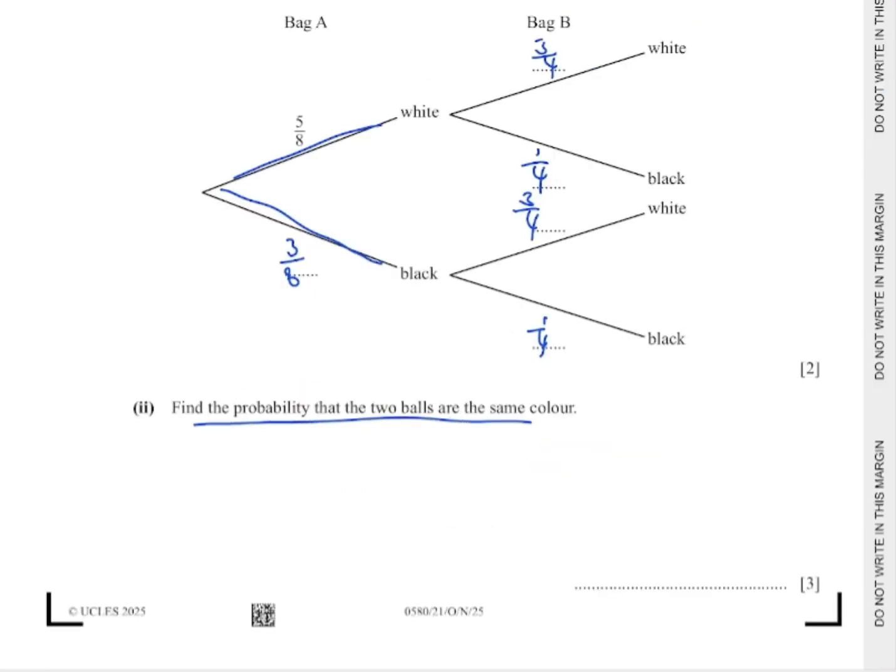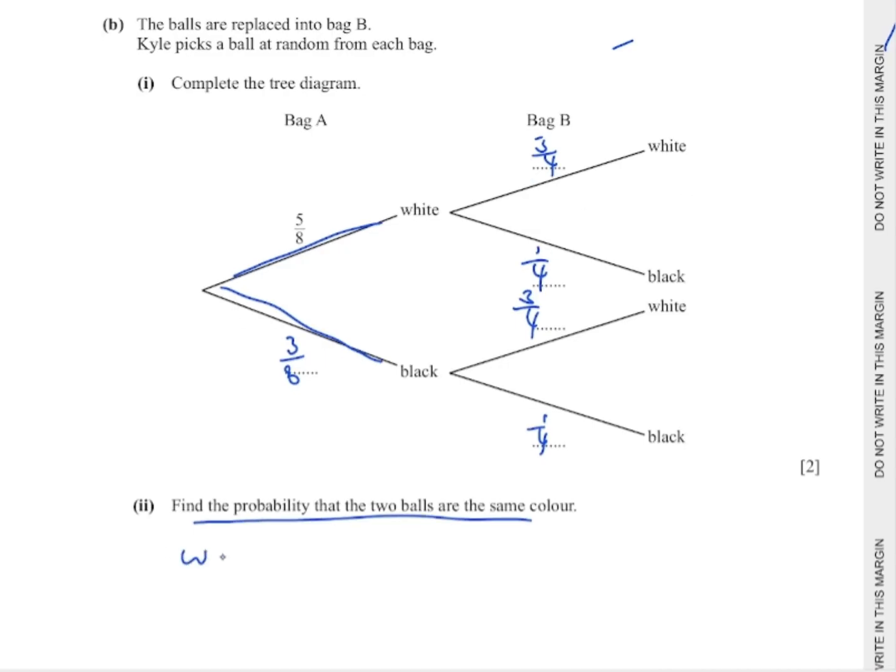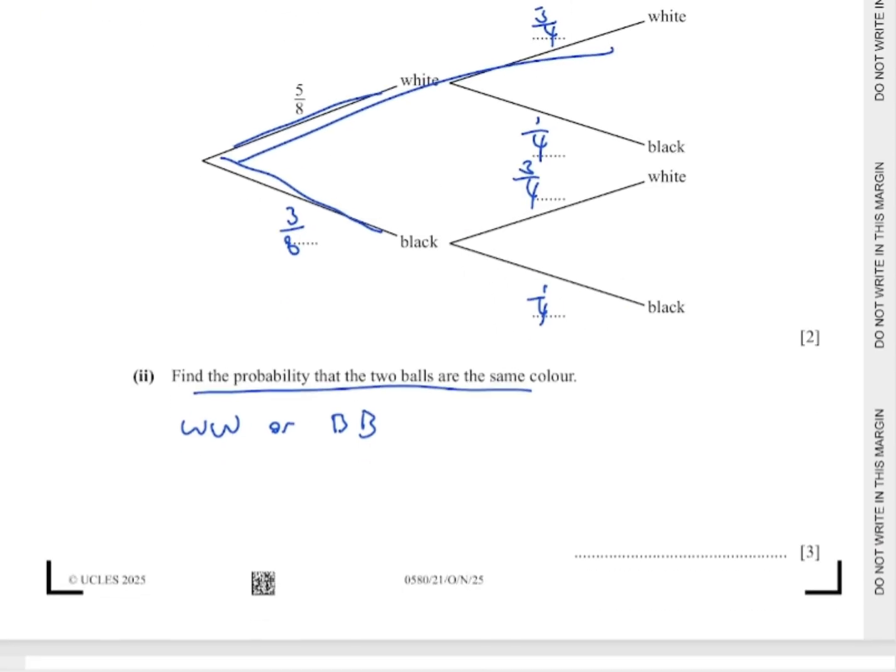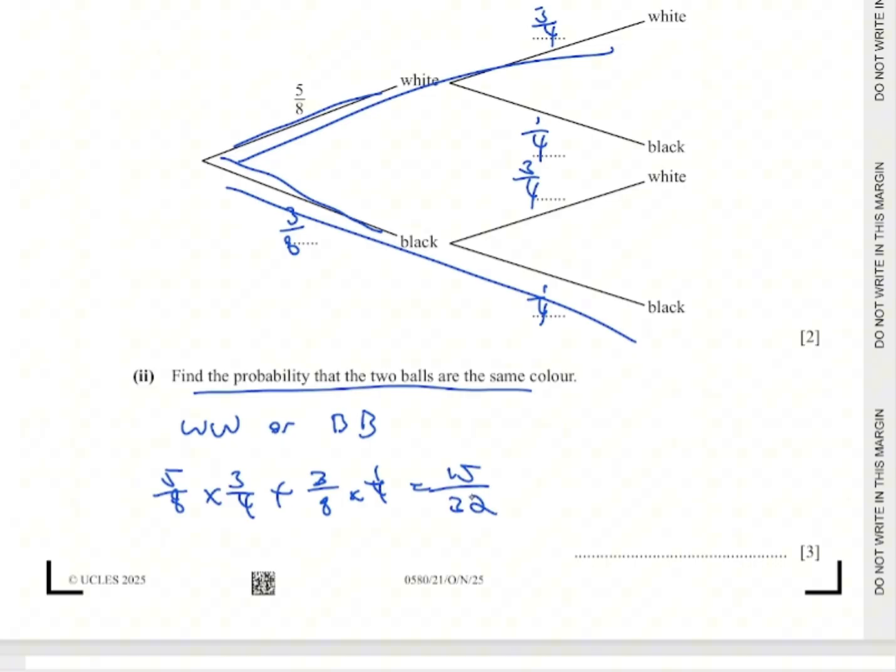Find the probability that the 2 balls are the same color. So we want either white, white, or black, black. For the first branch we have 5 over 8 times 3 over 4, plus black, black, the other branch, 3 over 8 times 1 over 4. That is 15 over 32 plus 3 over 32, which is 18 over 32. We can simplify it into 9 over 16.